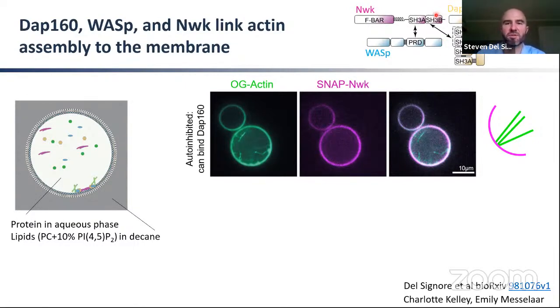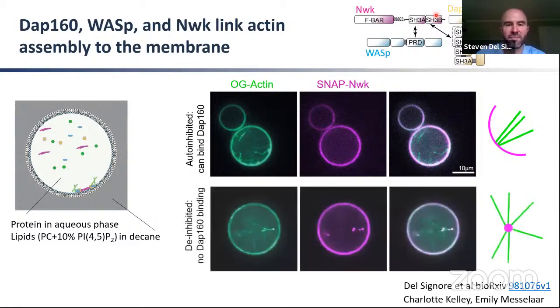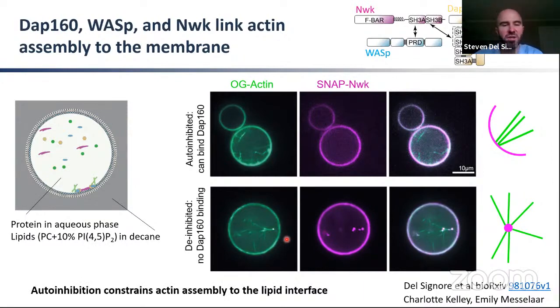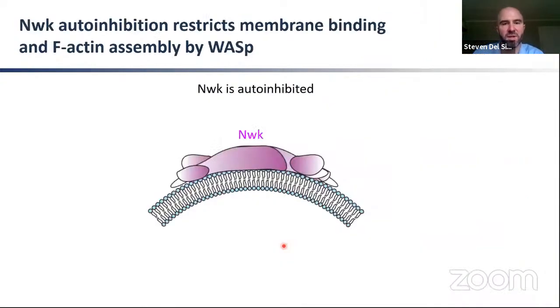If we take a variant of nervous rec that is deinhibited and mix it in the same conditions, we see now that actin assembly still occurs, but now it's become decoupled from the lipid interface. So instead now you see these punctate nervous rec asters that are nucleating the assembly of actin filaments that aren't in contact with the lipid interface. And so this suggests that what autoinhibition is doing, in the combined interactions of these, is really constraining actin assembly to the lipid interface. So it's really requiring that it is associated with the lipid.